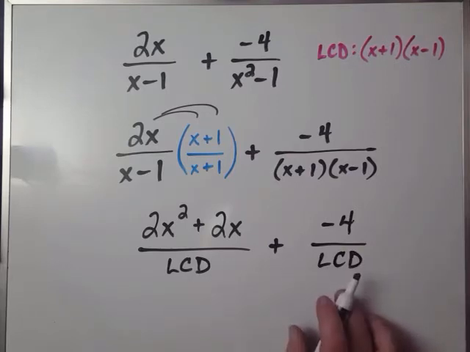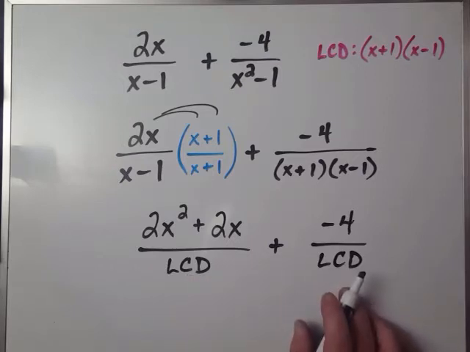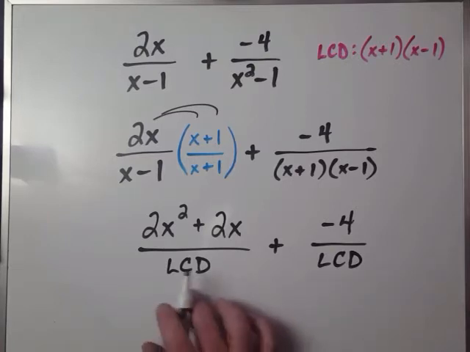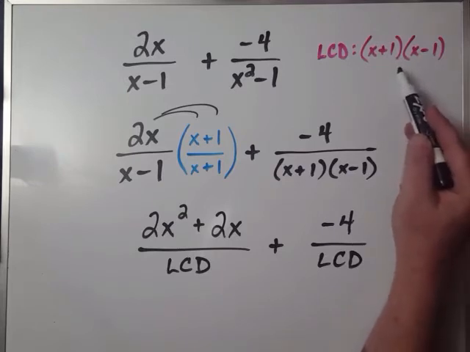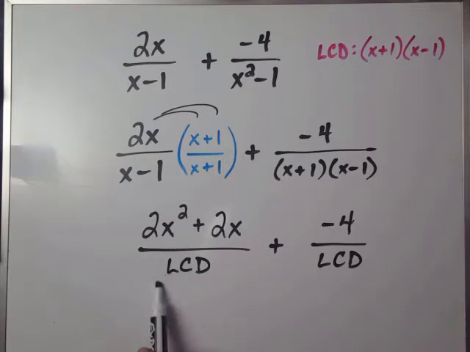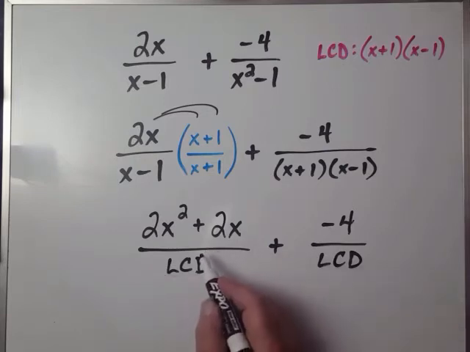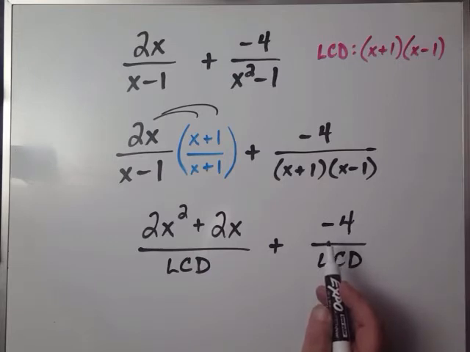Now this abbreviation is fine in intermediate steps. However, it is certainly not appropriate to use this abbreviation in a final answer. If you put LCD in a final answer, I'm going to count it wrong. In a final answer, I need to see what the actual algebraic denominator is. Okay, so we have a common denominator, we have simplified numerators.